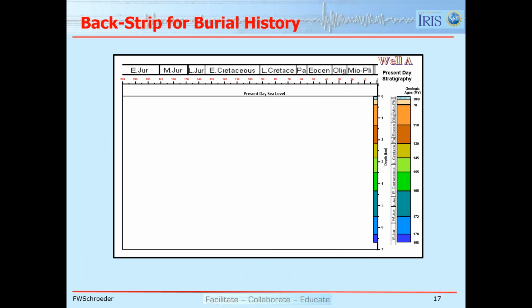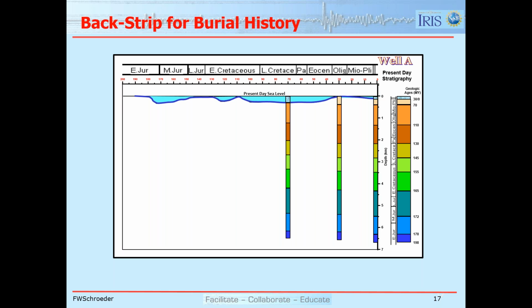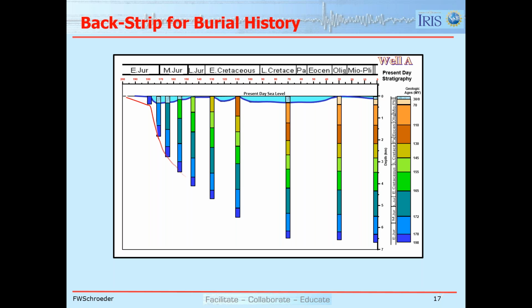And we want to go back through geological time. So there's a geological time chart on the x-axis. We can put in paleo water depth, or at least our best estimates of that. This diagram has sea level being constant at today's position, but if you like the Haq et al. sea level or some other sea level, the software allows you to use that. And then we backstrip, so we go back to 30 million years, and then 70 million years, and then 110, and 130, and 145, and so on.